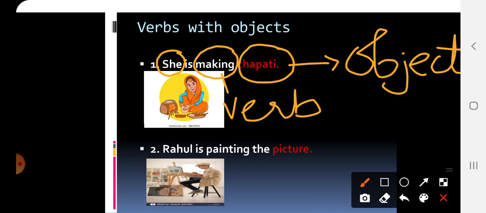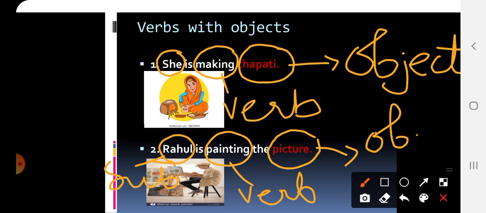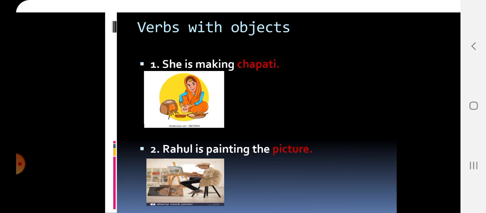In the next sentence, Rahul is the subject. That means the doer of the sentence. Painting is the main verb here. And what is being painted by Rahul? The picture. And the picture is the object here. So these two sentences, she is making chapati and Rahul is painting the picture, have objects with the verbs.